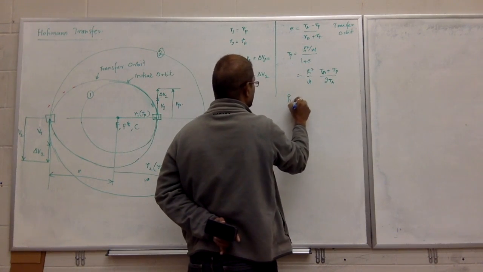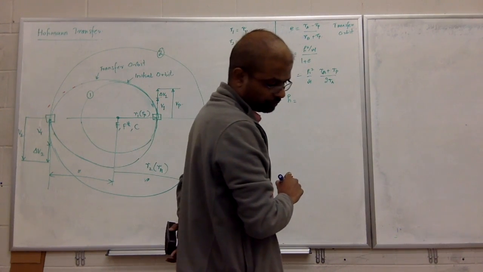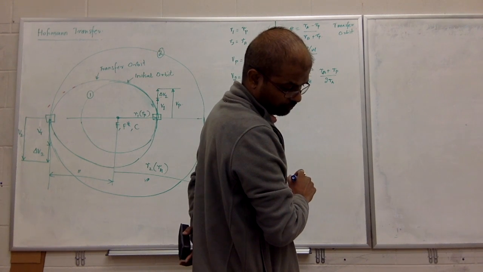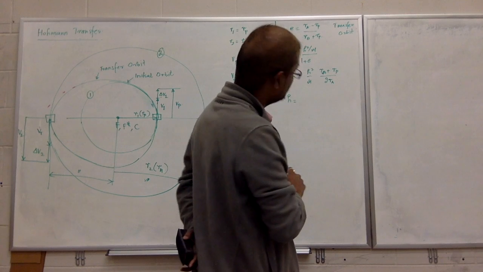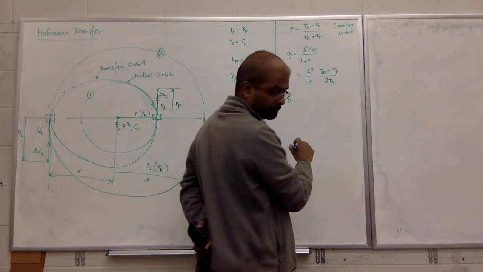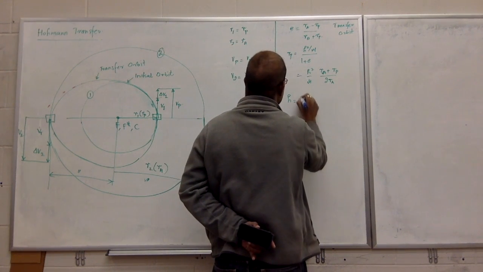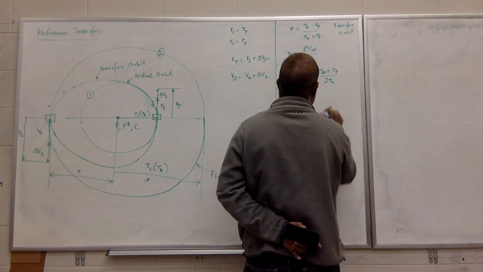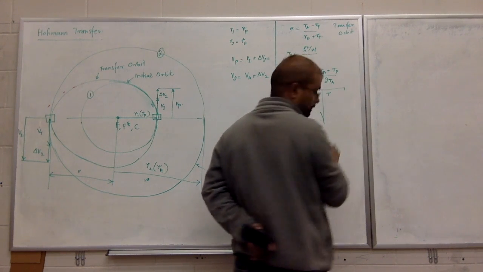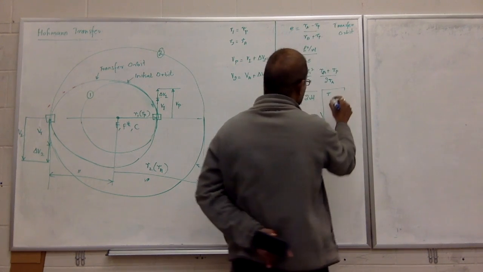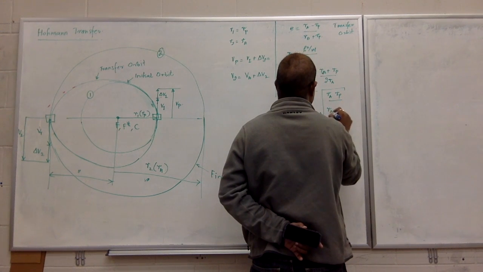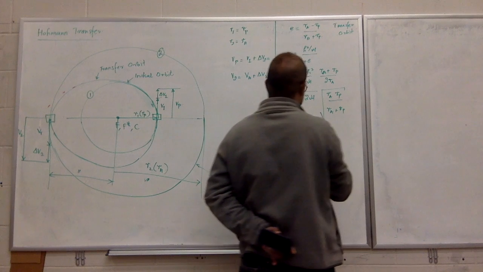H is what? Root of 2 mu into root of RA RP divided by RA plus RP.